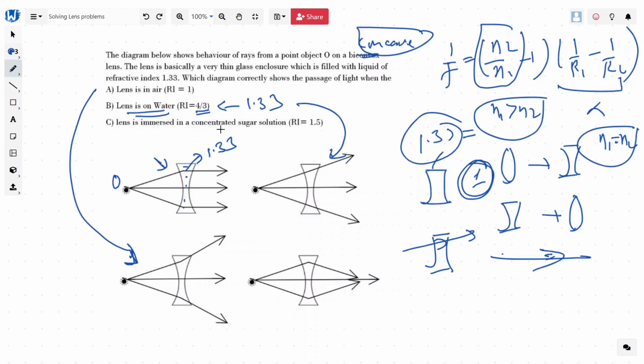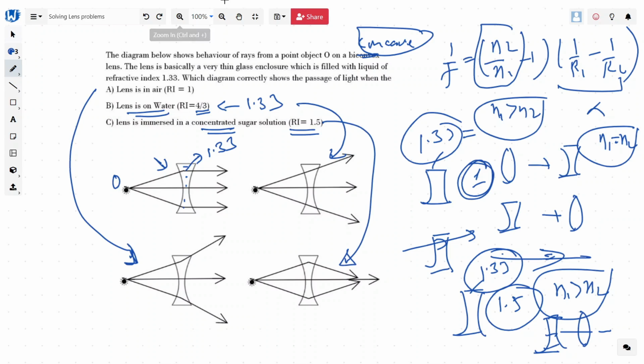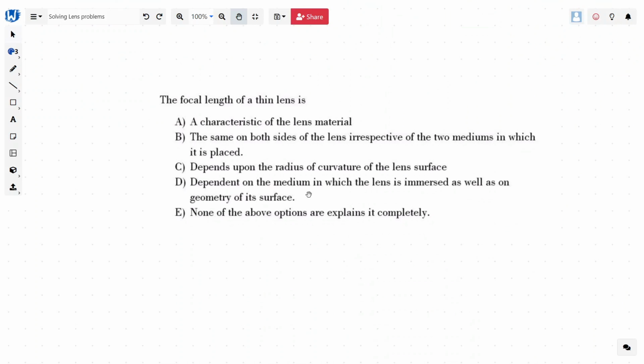Now the lens is immersed in a medium which is concentrated sugar with refractive index 1.5. So here's the lens 1.33 immersed in a medium 1.5, which means that n1 is going to be greater than n2. Now a diverging lens will start acting like a convex lens. So the ray of light will come like this and will behave like a converging lens. So this is the solution for this problem. Now let's move to the other one.